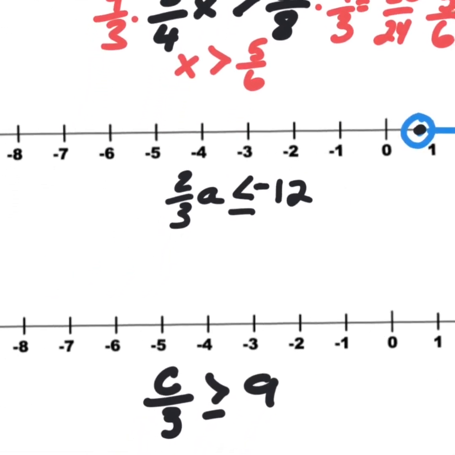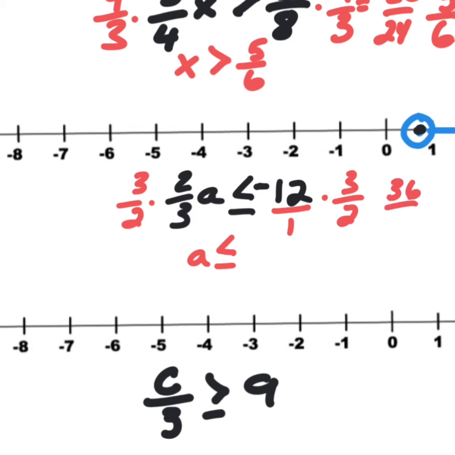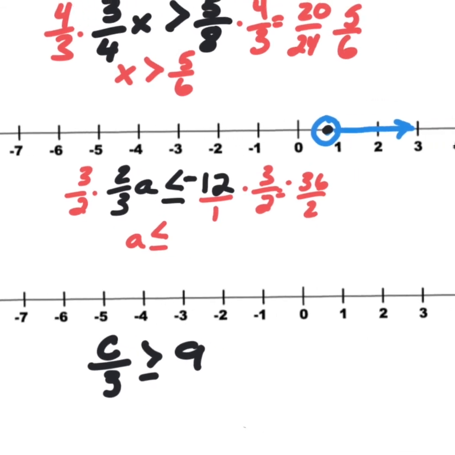For this one, I have to get rid of that 2/3 a. I'm going to multiply by the reciprocal, 3/2, and that cancels that one out, or becomes 1. And then I'm going to have to multiply this side by 3/2. And a whole number is just over 1. Then I multiply that out, and I get negative 36/2, I'm sorry, negative 36/2. And then that simplifies down to negative 18.